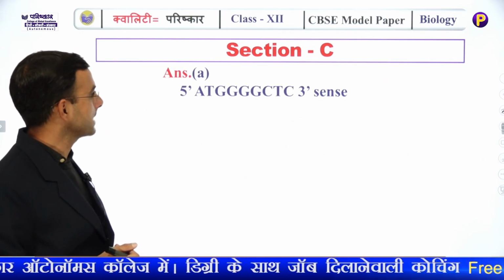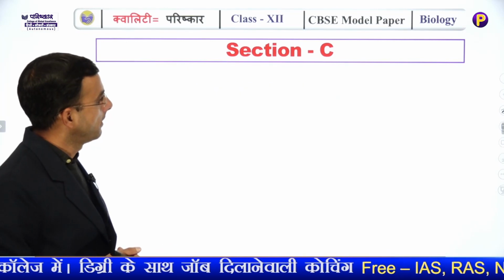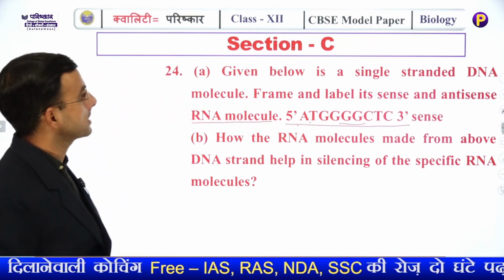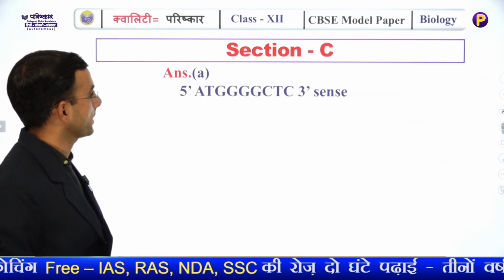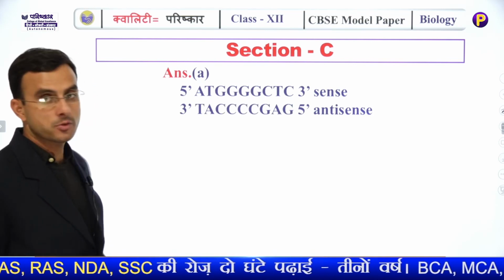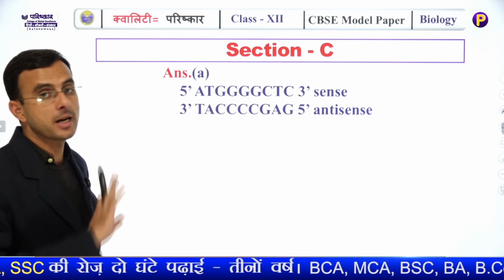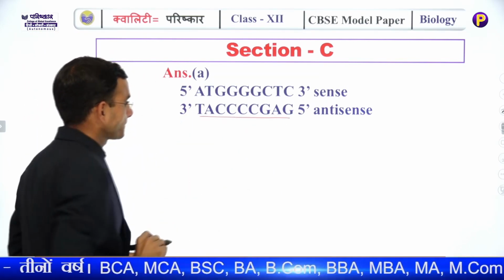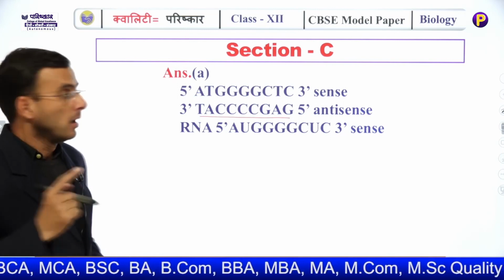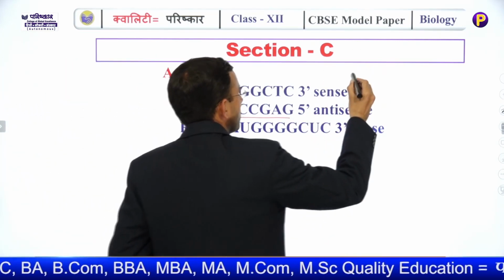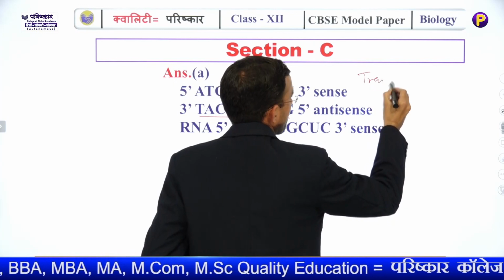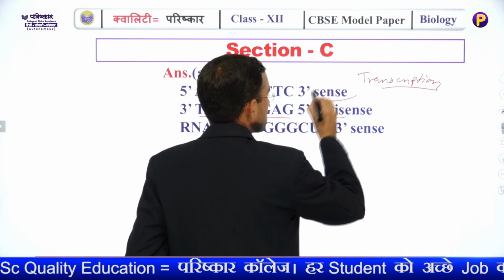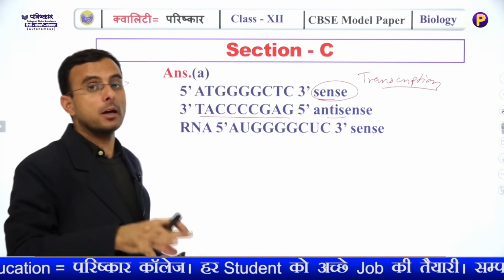This one is the sense strand, because look at this one. So we have to find first which is the sense strand. This one is the antisense strand of DNA. Now, during the transcription, because of this antisense strand, that sense strand is expressed in the form of protein.